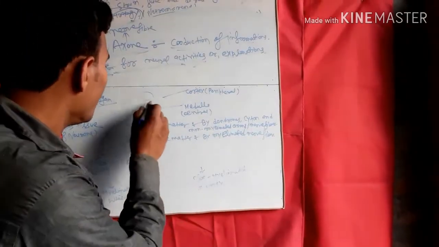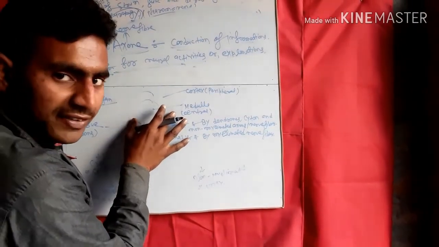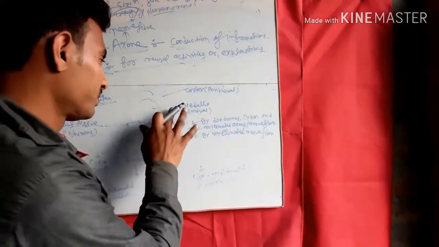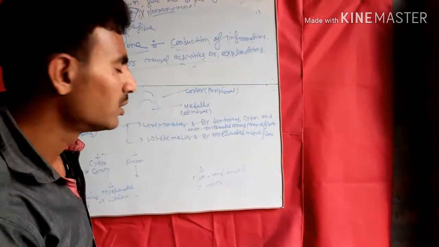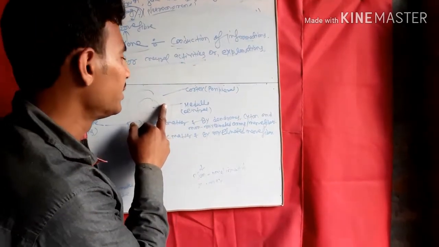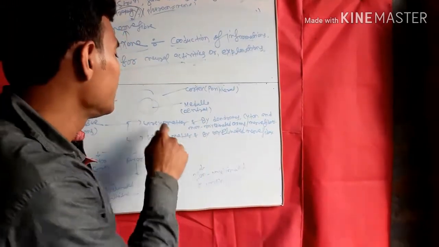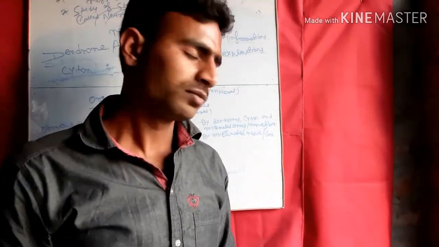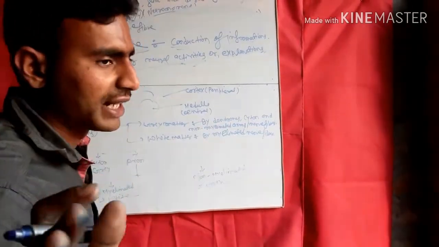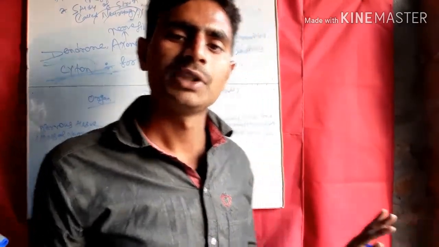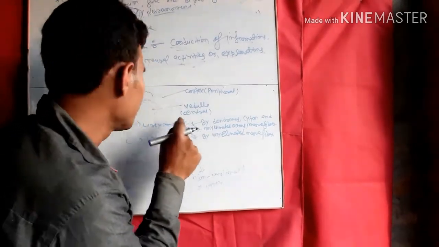Next, imagine that this is the organ, and in the organ there are two parts. The outer part is called the cortex, that is the peripheral part, and the inner part is called the medulla, that is the central part. Remember this: the peripheral part is the cortex, and the central part is the medulla.